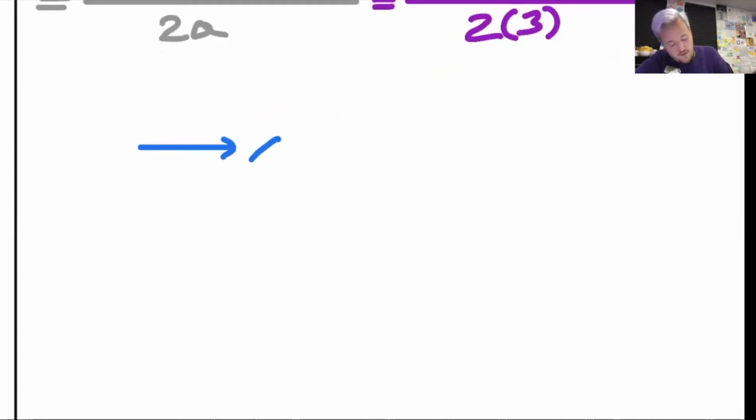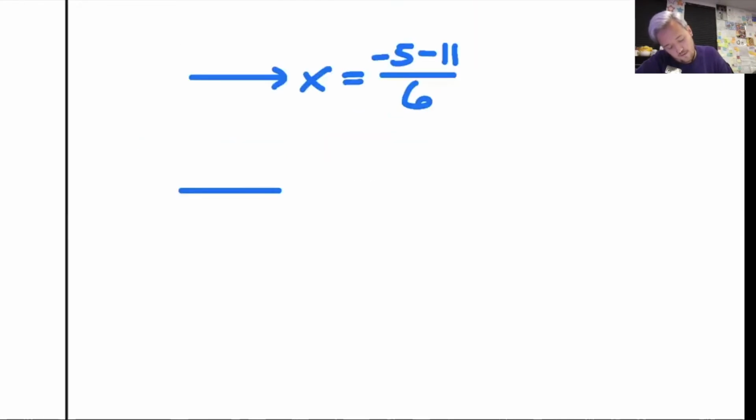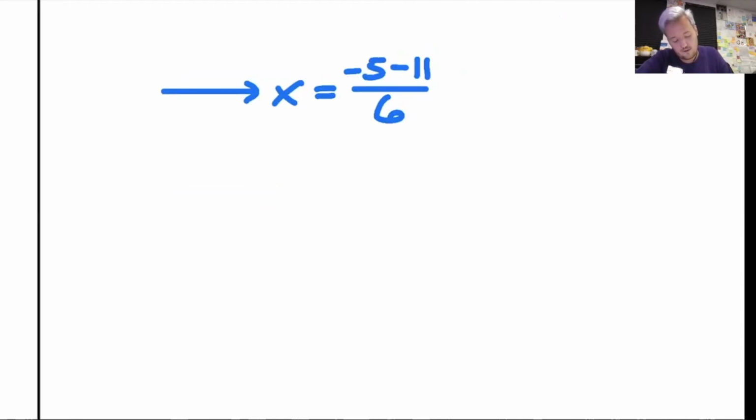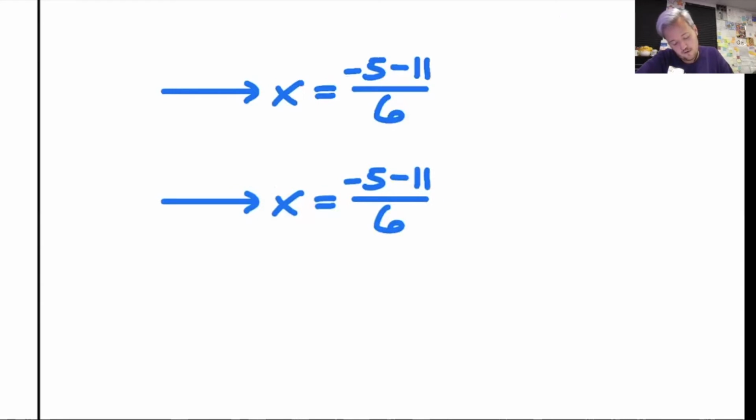All right, so we're going to have x equals -5 minus 11 over 6. And we're going to have, actually, here's something that will make your life a little bit easier. Literally just copy and paste. But the second one is addition.